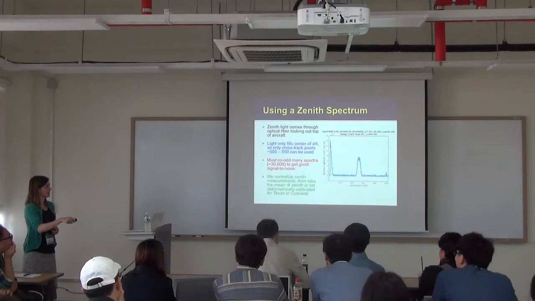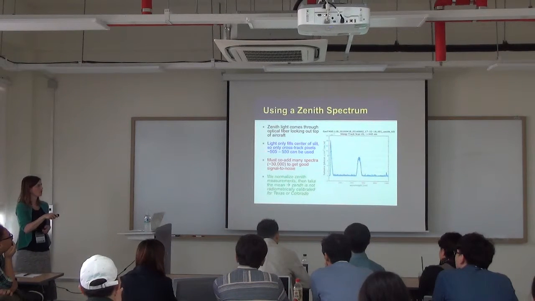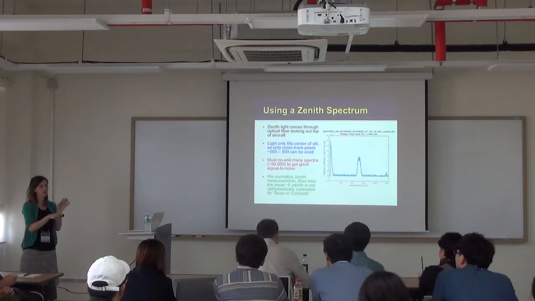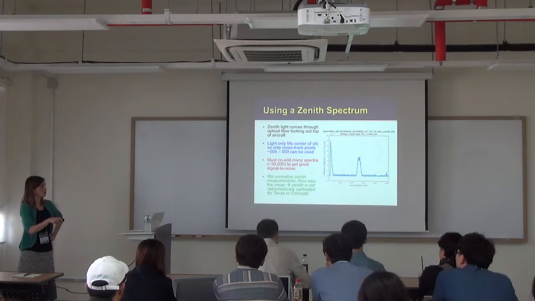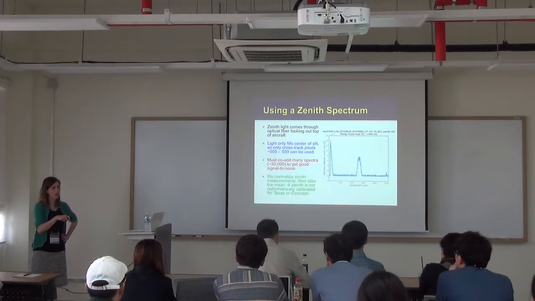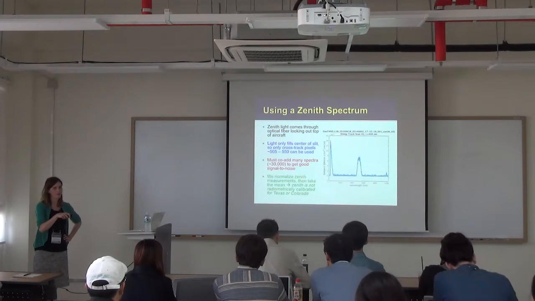And so, yeah, there's light here, so you can only really use the central cross-track pixels from about 505 to 550, or maybe even a narrower band than that. Also, notice there's a lot of noise. This data is really noisy. There's not much light coming in. You need to co-add many, many spectra.